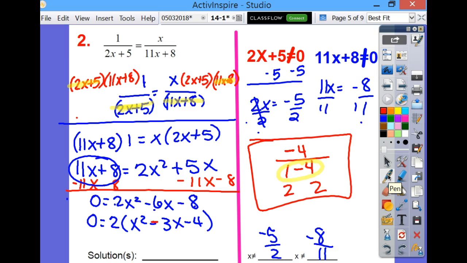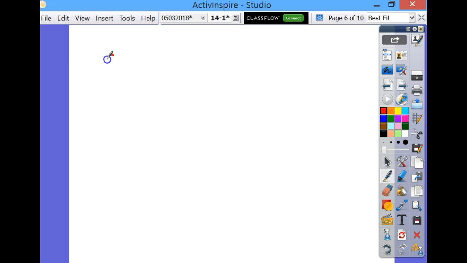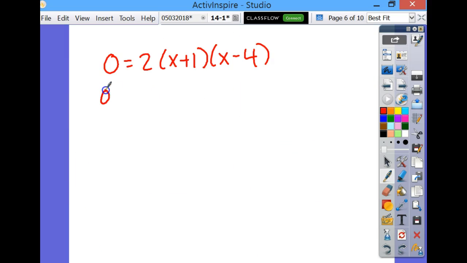So this is going to be 0 equals 2x plus 1, x minus 4, and now I need to solve it. So 0 equals 2, 0 equals x plus 1, 0 equals x minus 4.